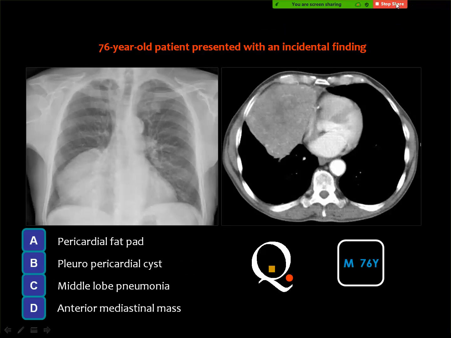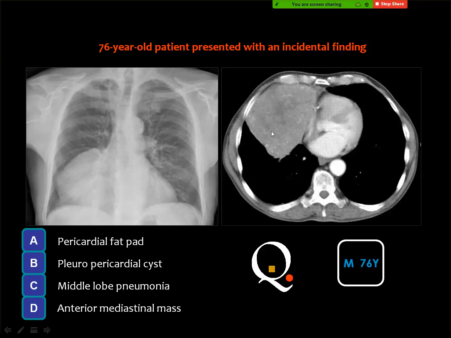And the next case is a 76 years old patient with an incidental finding in the chest X-ray. Then what do you think? This is a pericardial cyst. It is not a cyst in the CT scan. Not solid. It is solid. An anterior mediastinal mass. No, this is anterior mediastinal. This is an anterior mediastinal mass.